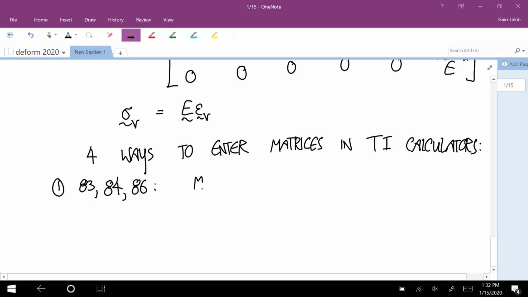There's a button that says matrix. So you enter the matrix button, and then you go to edit. And then from there, it lets you fill out the matrix in a very clear visual way. You know, it's a little time consuming, but it's kind of the most intuitive of all of these.